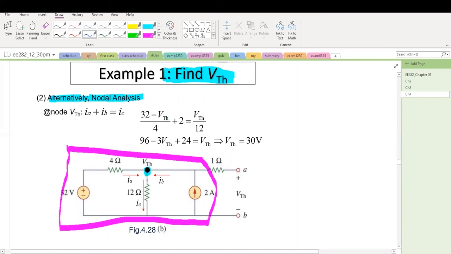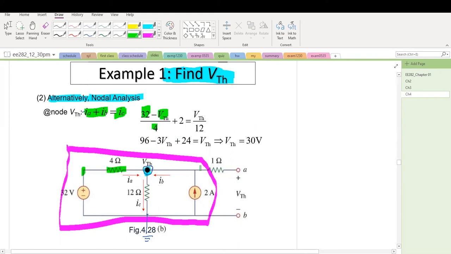For this circuit, there's only one node here. So this is the reference node here. We're going to apply KCL on this node, and then we mark IA, IB, IC this way. Current flowing in will be IA plus IB. Current flowing out of this node will be IC. So what is IA? IA will be 32 minus VTH divided by 4, Ohm's law.